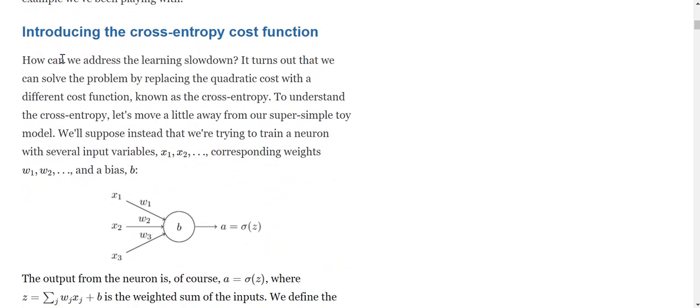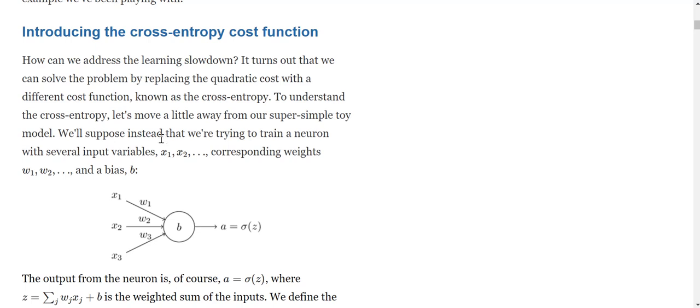So now, introducing the cross entropy cost function. How can we address the learning slowdown? It turns out that we can solve the problem by replacing the quadratic cost with a different cost function known as the cross entropy. To understand the cross entropy, let's move a little away from our super simple toy model.